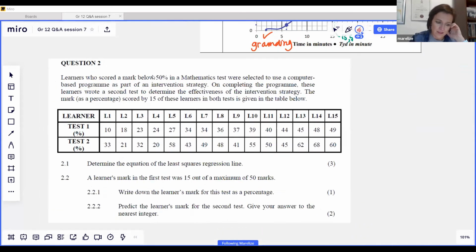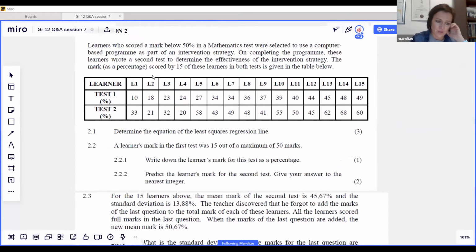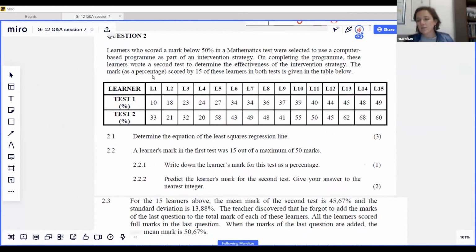Let's see what's next. This is question 2. Have a read through for 3 minutes and get your calculator ready, get your notes ready, because we're going to be doing regression. Have a moment's time to read, and if you have a question, feel free to ask. We love questions.